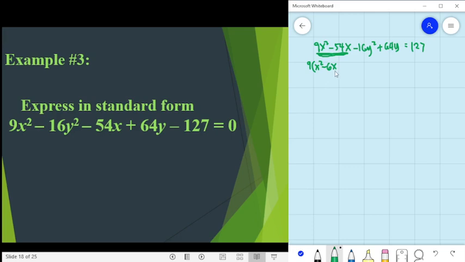To complete the square, negative 6 will be divided by 2, or we are going to multiply negative 6 times 1/2, so the answer is negative 3, and that negative 3 will be squared so that it will be equal to 9 to complete the square.